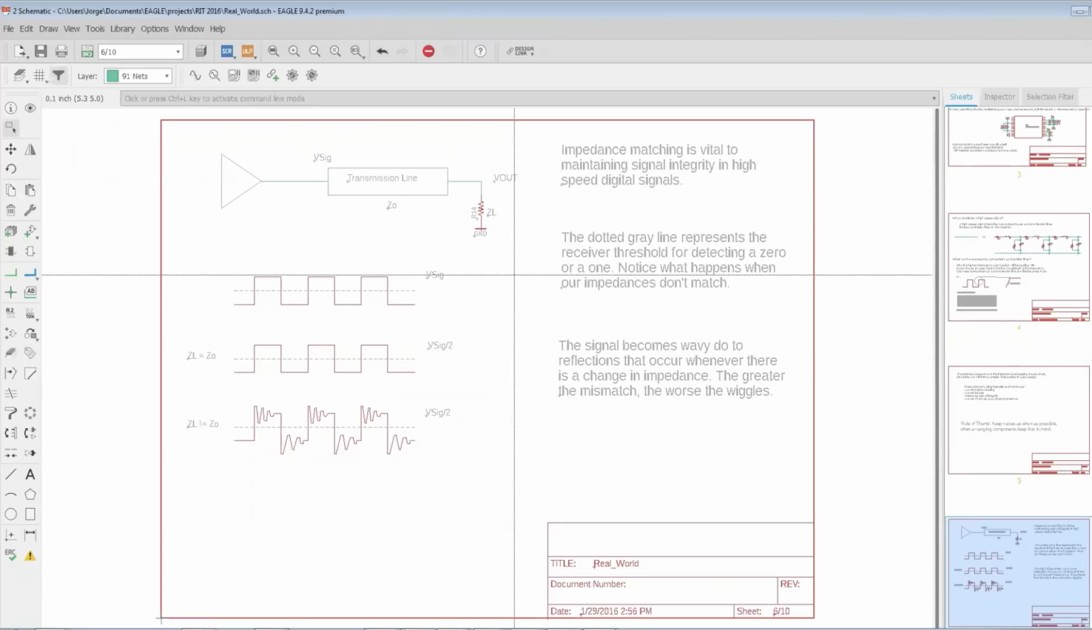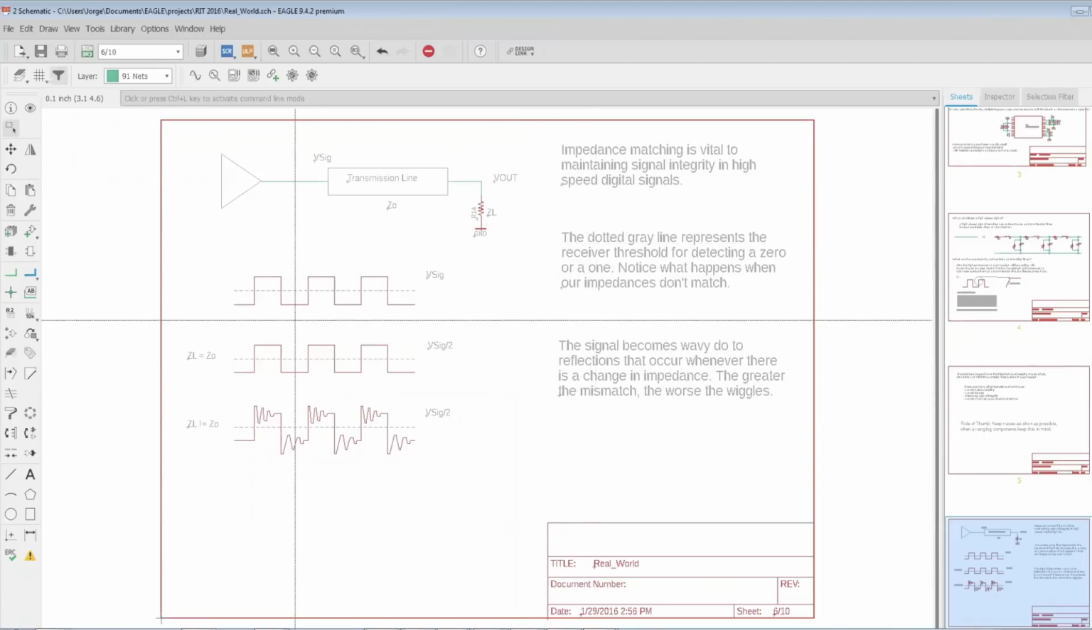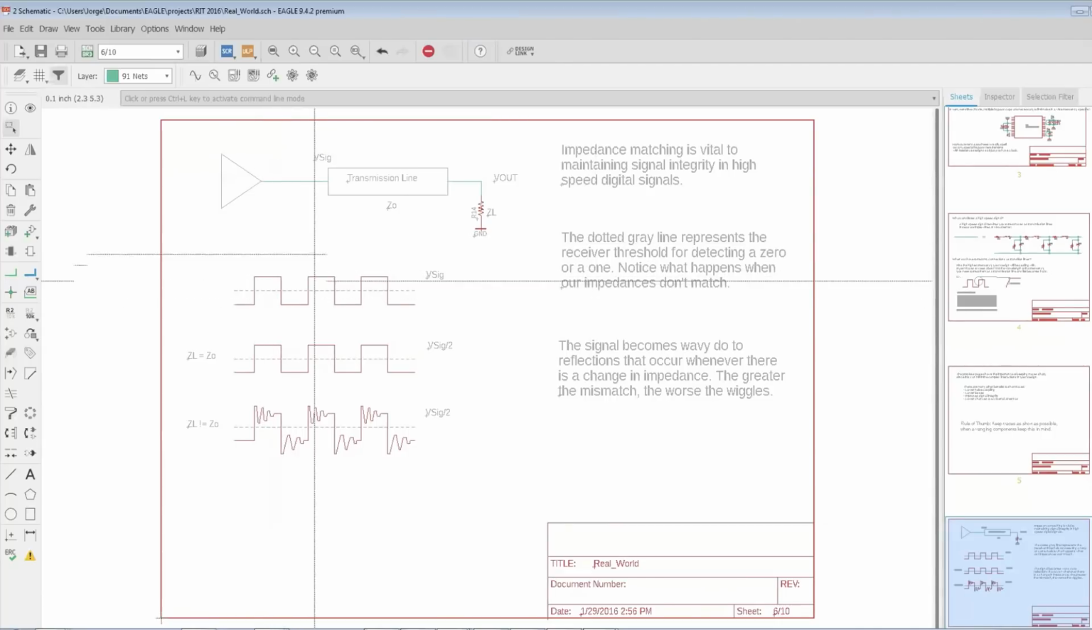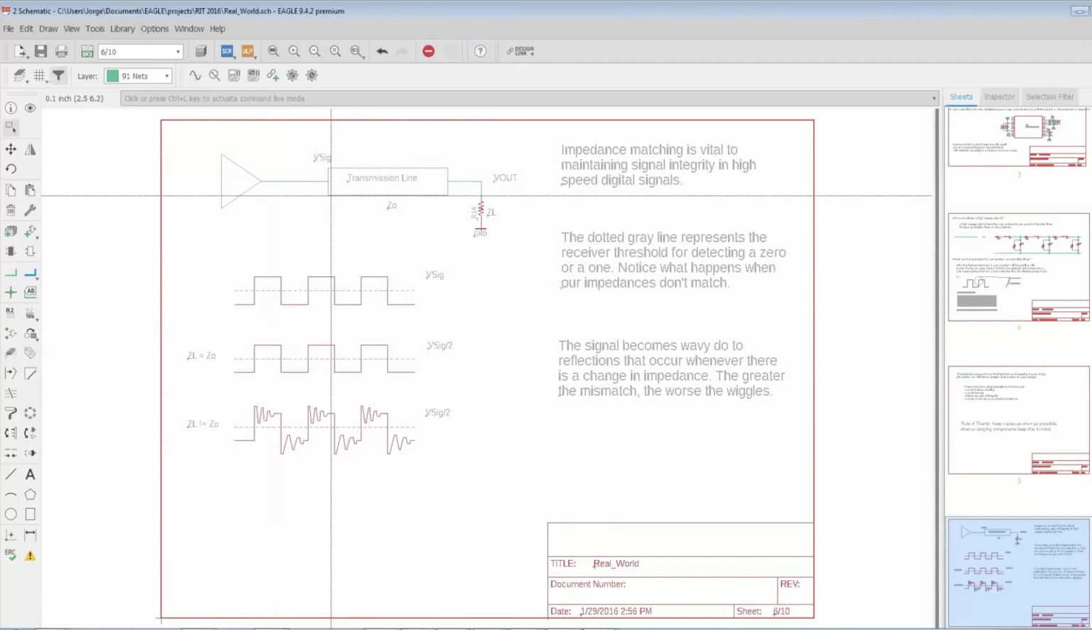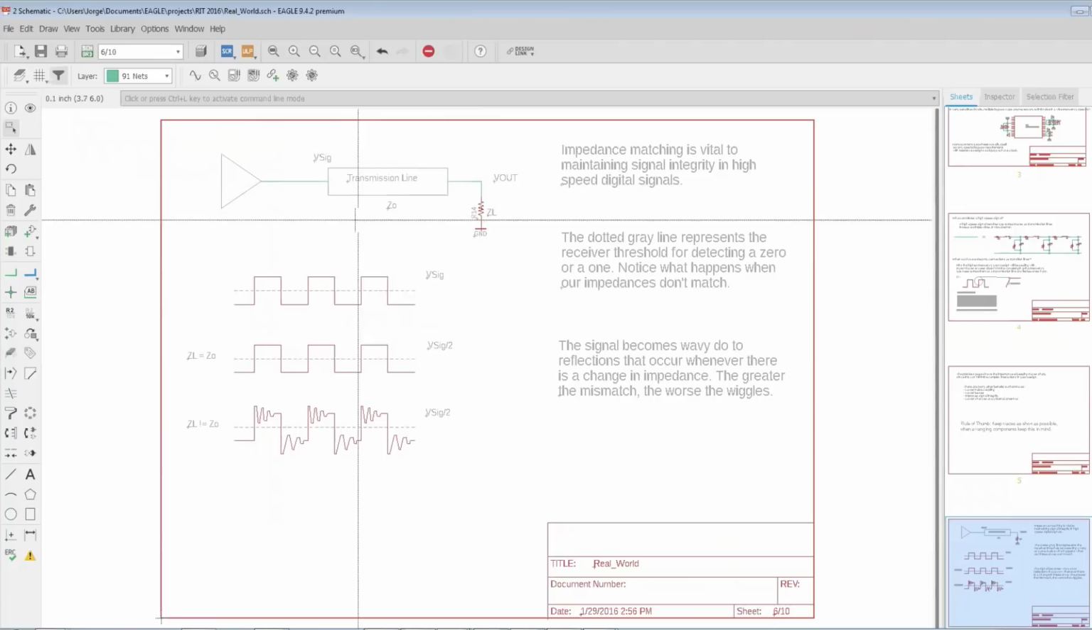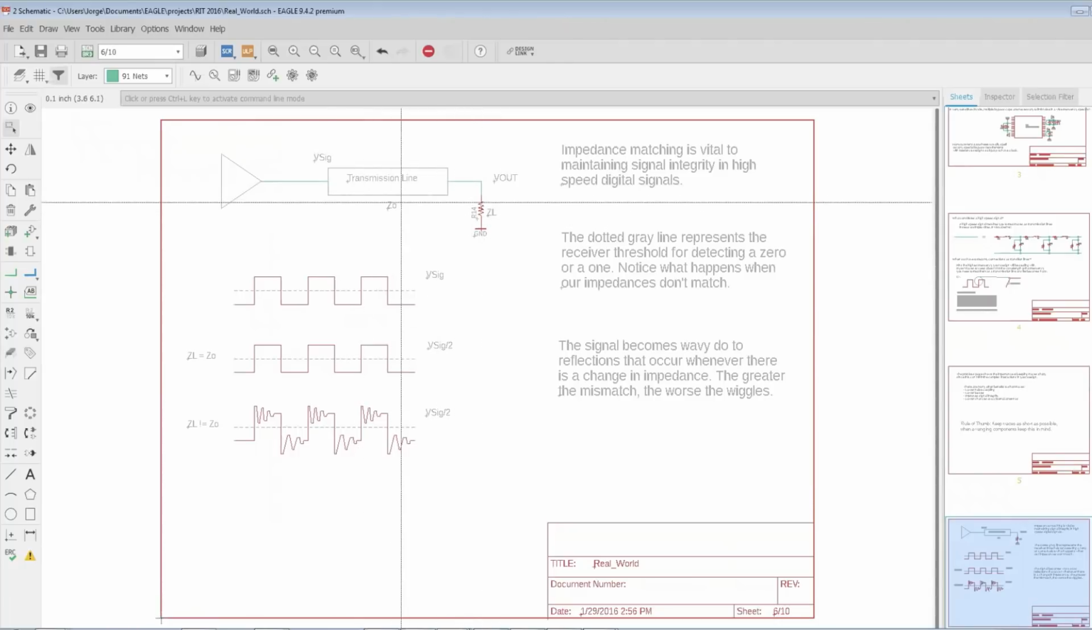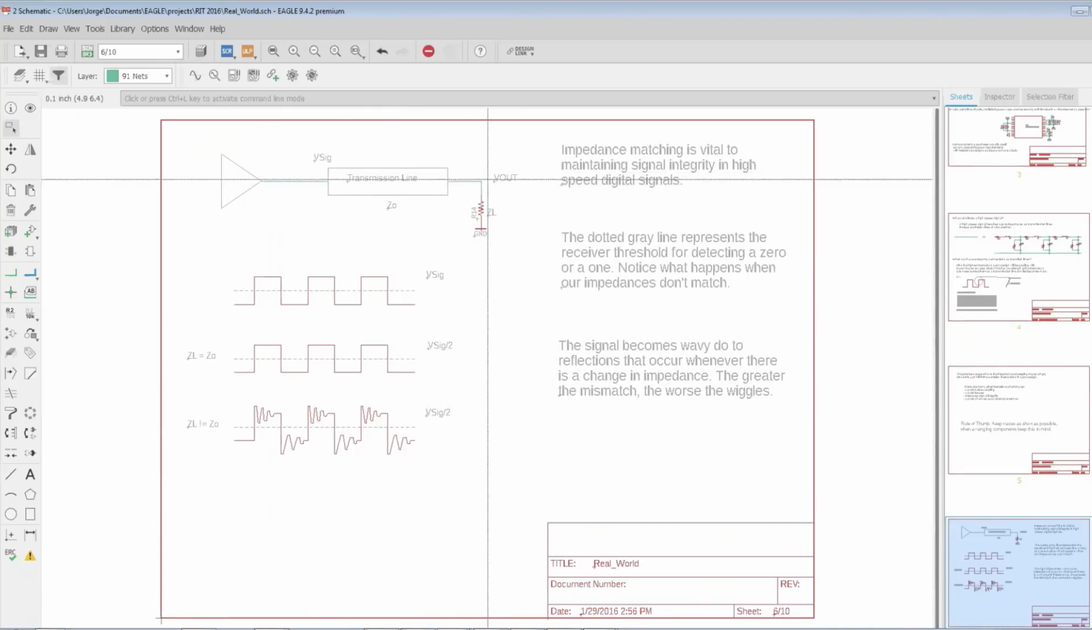Okay, if there's ever a discontinuity, if there's ever a difference in impedance, then your signal is going to distort. You're going to get what are called reflections. Okay, and that's what we're showing here. So as you can see, we have just a simple square wave coming in, V sig, into the transmission line. Okay, if the load matches, in other words, is the same impedance as the transmission line, then V out is going to be pretty much pristine, or is ideally going to be pristine.